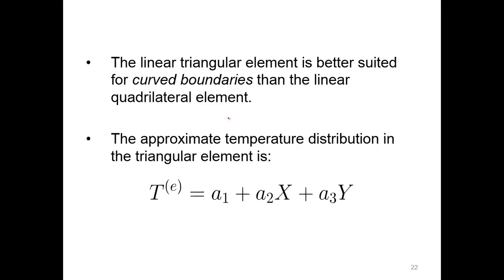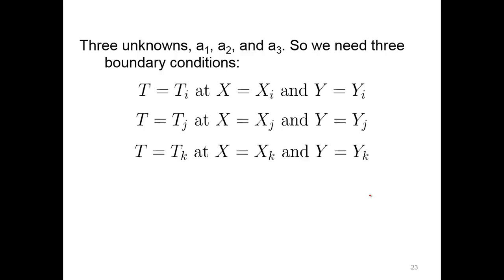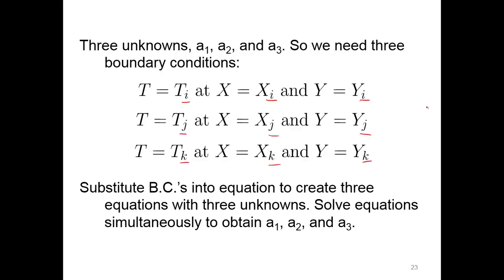The approximate temperature distribution in the triangular element is this. So we got three coefficients, A1, A2, and A3 to solve for. So three unknowns, so we need three boundary conditions, and I bet you can guess what they are at this point. We're going to find the temperature. We know the temperature at nodes I, J, and K, and we can locate those by their global positions, XI and YI, XJ and YJ, and XK and YK. So we're going to substitute that back in and solve for A1, A2, and A3 simultaneously.